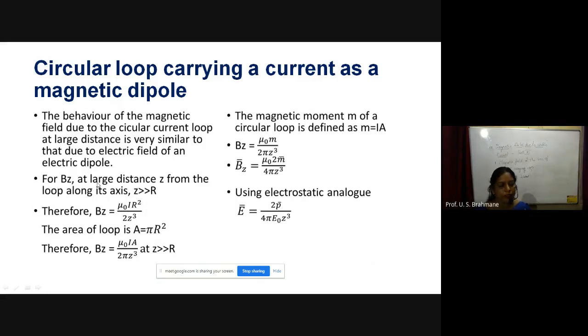So we are considering again BZ here. For BZ at a large distance, that is, distance Z from the loop along its axis, Z is very much greater than R. Therefore, BZ equals mu 0 I R square upon 2 Z cube. So in the denominator, R becomes 0, so you can have this equation.